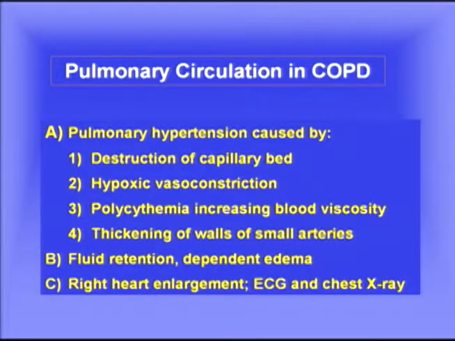Let's look briefly at the pulmonary circulation in COPD. It's abnormal. These patients, particularly the type B patients, develop pulmonary hypertension. And that has several causes. One, of course, is just the destruction of the capillary bed. Many of the capillaries, which are in the walls of the alveoli, are destroyed. In addition, there's hypoxic pulmonary vasoconstriction because of the low alveolar PO2 in low VA/Q areas.